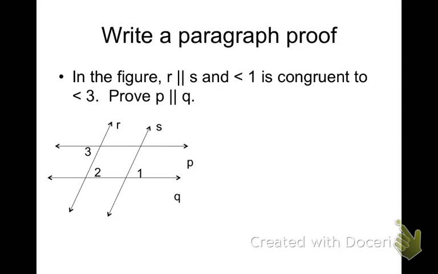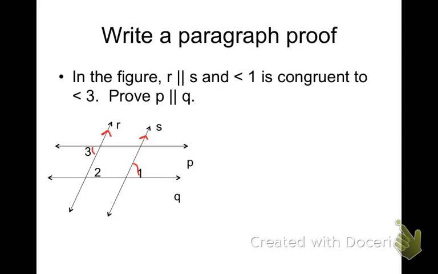Okay, one last example, and that's to write a paragraph proof. And we're given information about this diagram. We know that R and S are parallel, and angle 1 is congruent to angle 3. We want to prove that P and Q are parallel by writing a paragraph proof.